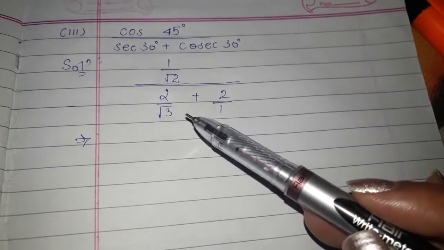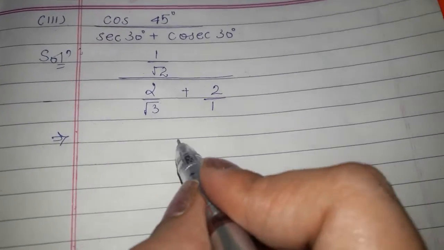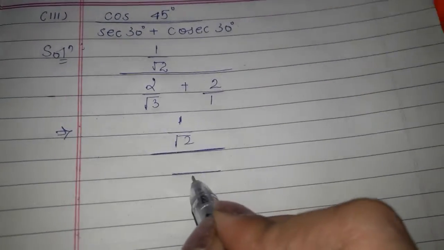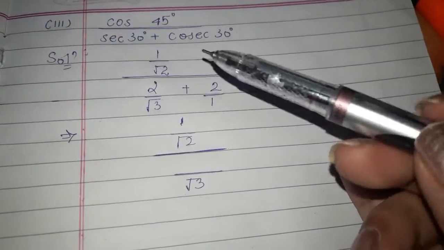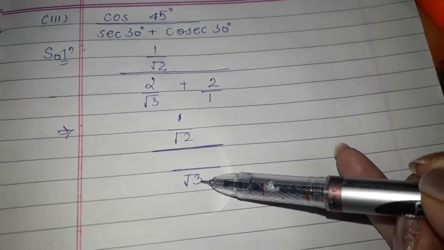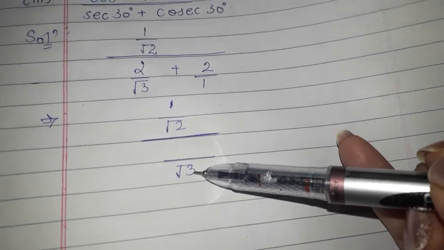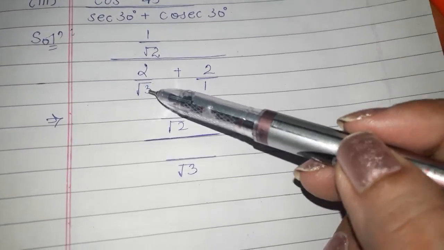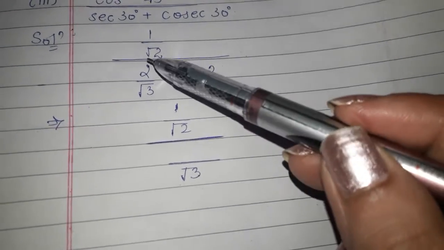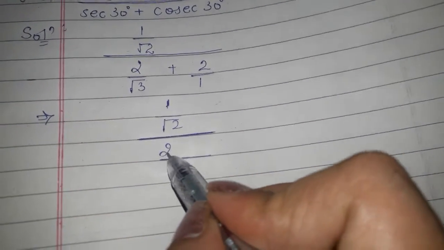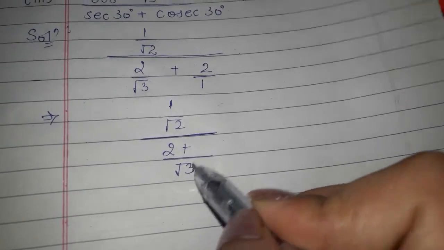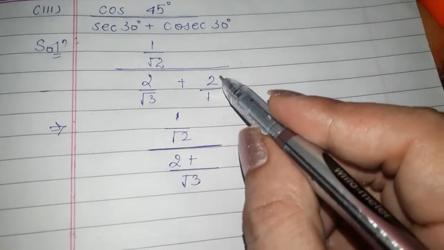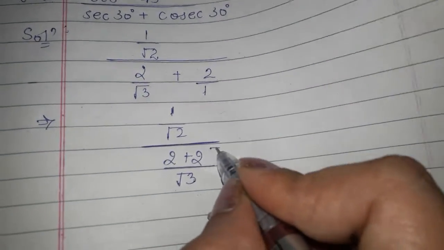Since the denominator is root 3 and 1, the LCM will be taken as root 3. And we have to divide this denominator by this LCM, and we have to multiply the answer by this numerator. When we divide root 3 by root 3, the answer will be 1, and we have to multiply 1 by 2, its answer will come out to be 2. Plus when we divide root 3 by 1, the answer will come out to be root 3, and we have to multiply this 2 by root 3, it will become 2 root 3.